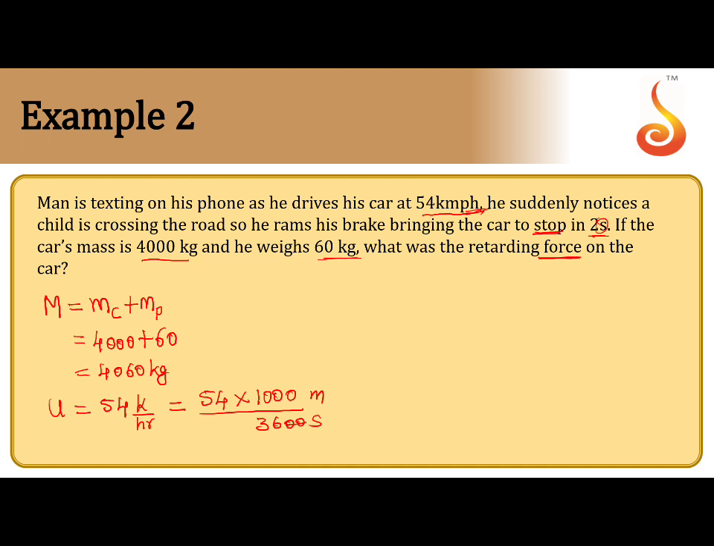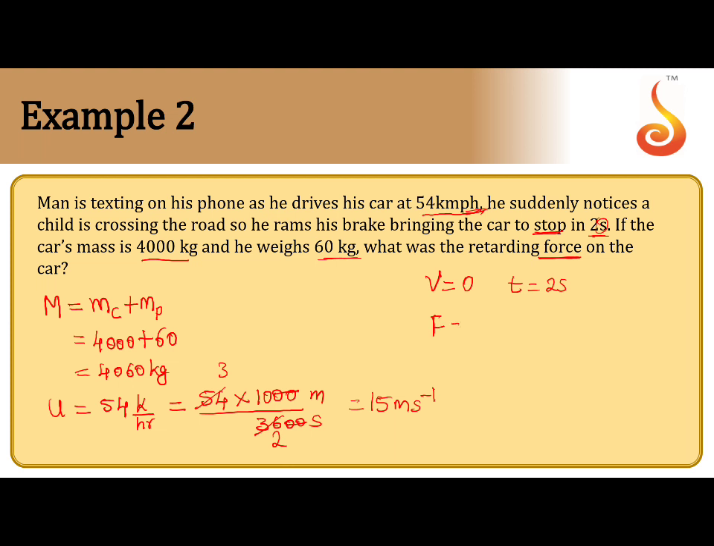On simplifying this, these two zeros will get cancelled. This is 2 times, this is 3 times. So the answer will be 15 meter per second. The initial velocity can be written as 15 meter per second. It is brought to a stop, so final velocity equal to 0 in a time equal to 2 seconds.